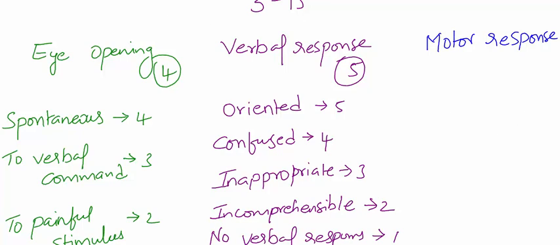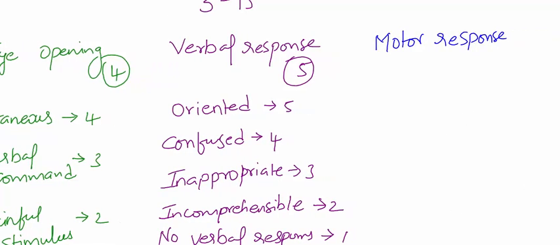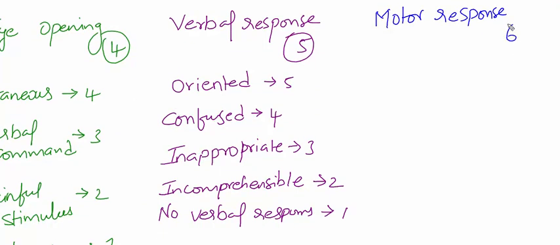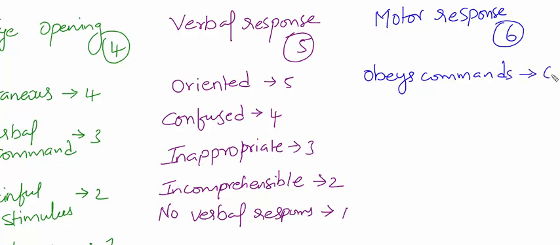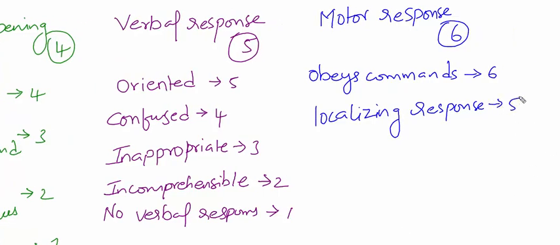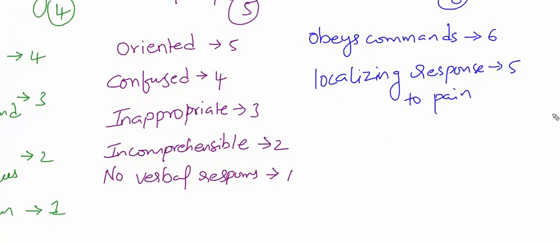Coming to motor response. Motor response has 6 components. If the patient is obeying our commands, we give a score of 6, which is the maximum score here. If the patient localizes the pain, we give 5 points. And for withdrawal or flexion to pain, we give a score of 4.